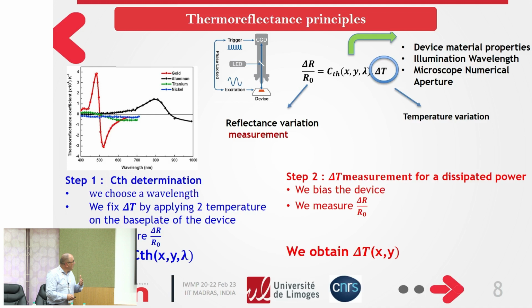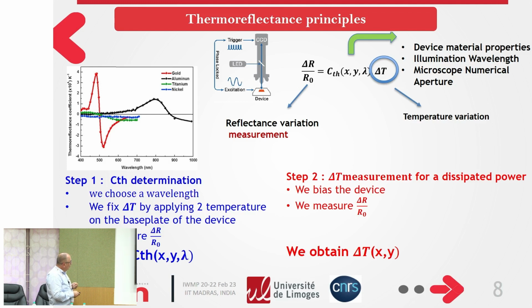The measurement is performed in 2 steps. First of all, we need to determine the CTH coefficient. So we choose a wavelength. At the beginning, maybe we don't know the material we measure, so we perform several measurements for several wavelengths. And afterwards, we decide what is the best wavelength that will give the maximum accuracy.